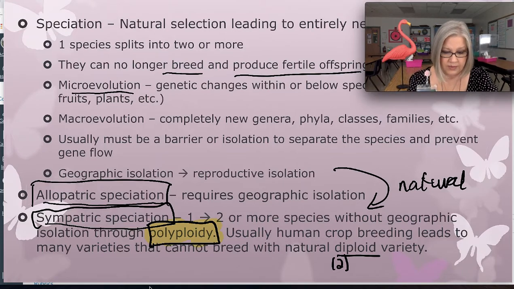So once again, let's highlight that just a little bit. We have our allopatric, meaning it is geographic. And then we have our sympatric, which is human caused, mostly human breeding. Okay.